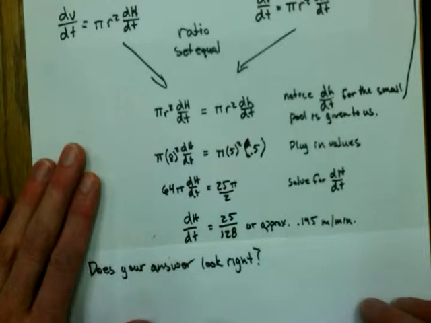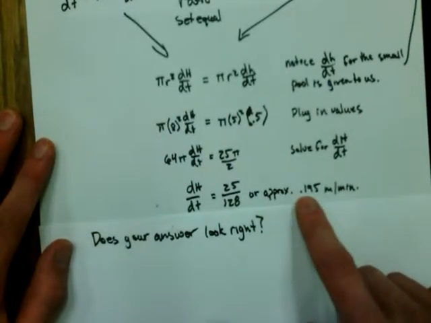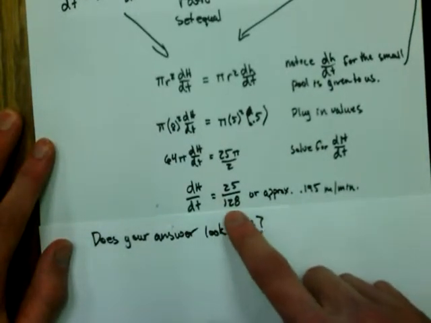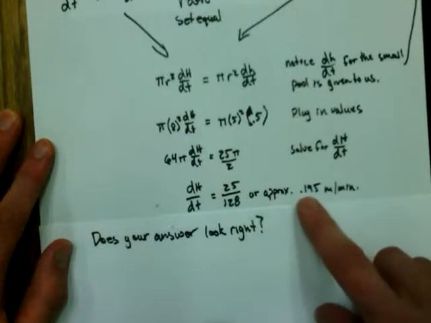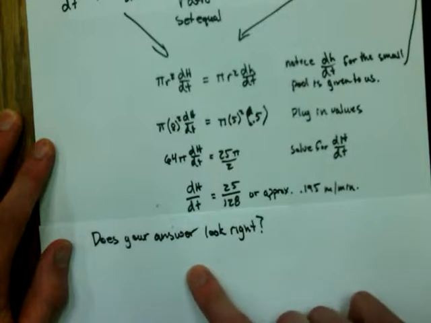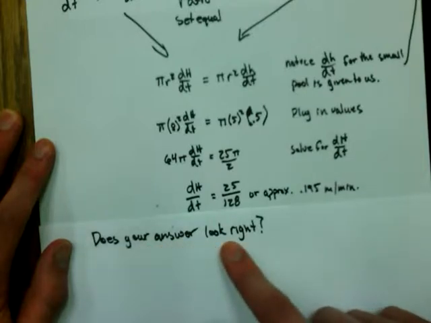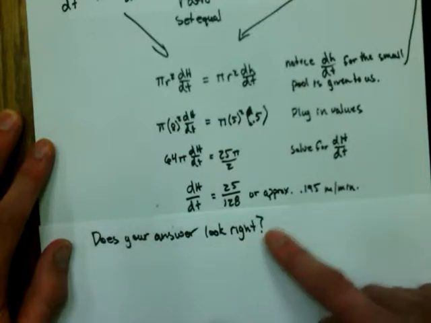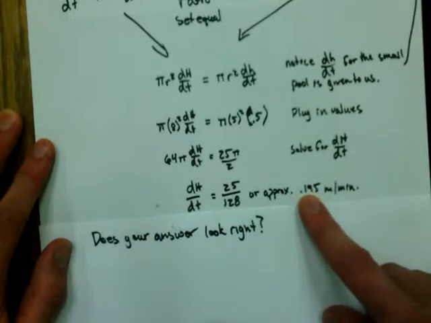Now we just need to solve. We get 64 pi times dH/dt equals 25 pi over 2. We do our math, we solve. We get 25 over 128, or approximately 0.95 meters per minute.